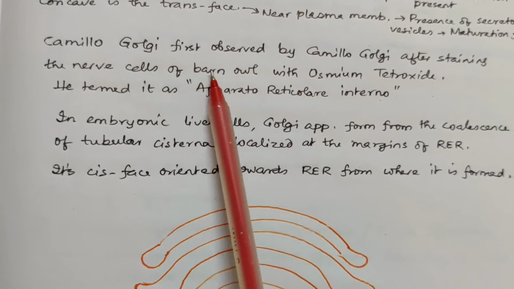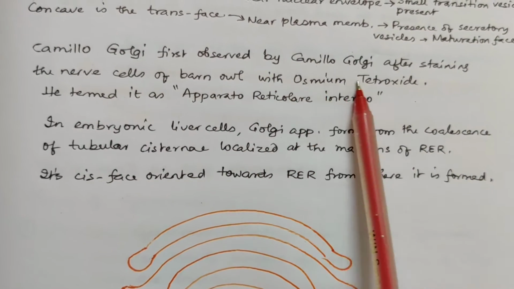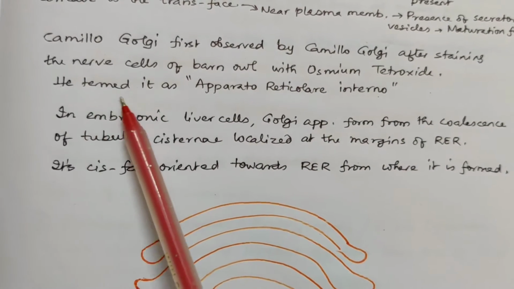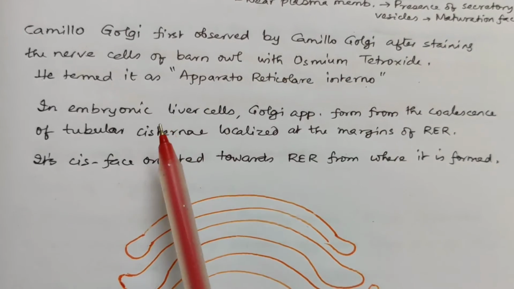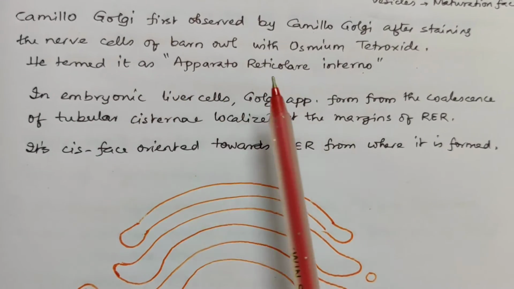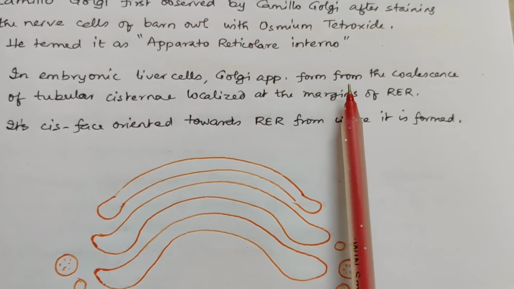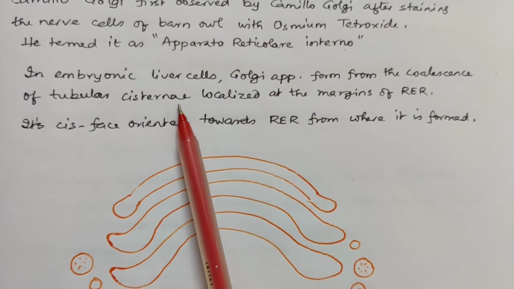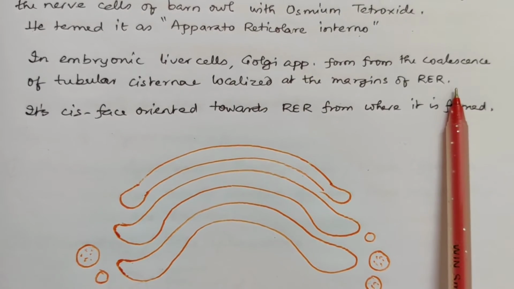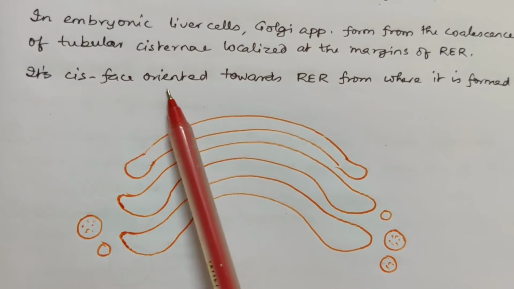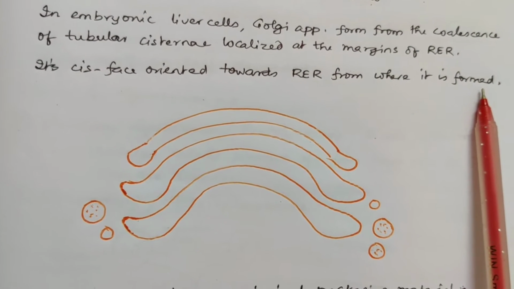Golgi body was first observed by Camillo Golgi after staining the nerve cells of barn owl with osmium tetroxide. He termed these organelles as apparato reticulare interno. In embryonic liver cells, Golgi apparatus forms from the coalescence of tubular cisternae localized at the margins of rough endoplasmic reticulum. Its cis face is oriented towards rough endoplasmic reticulum from where it is formed.